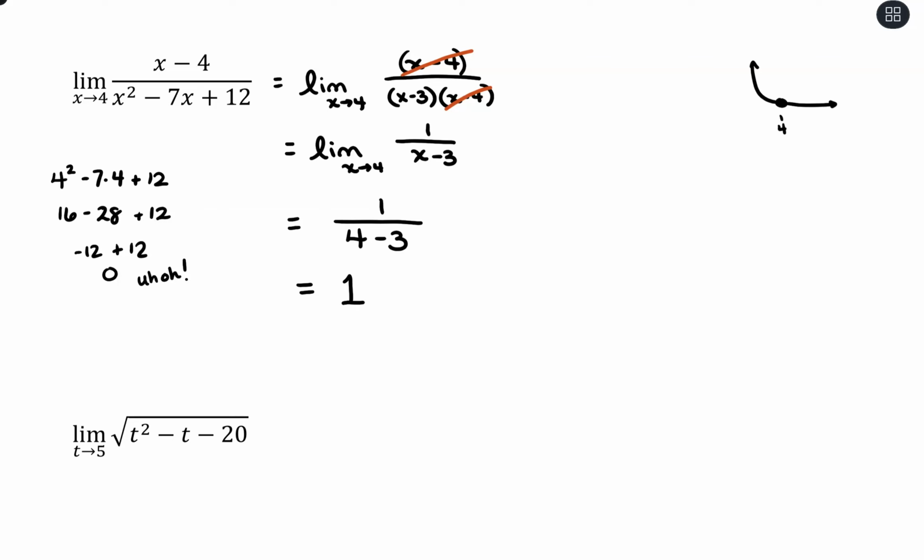So if you have a rational function where the denominator is turning into 0, try factoring and canceling to get to a point where you can plug in that value for x.